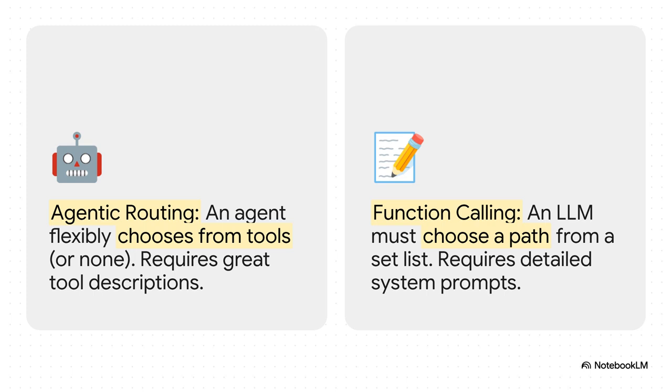First, there's agentic routing. This is all about flexibility. You basically give an agent a list of tools and say, hey, figure it out. It might use one, or it might decide it doesn't need any tool at all. Then you have function calling.